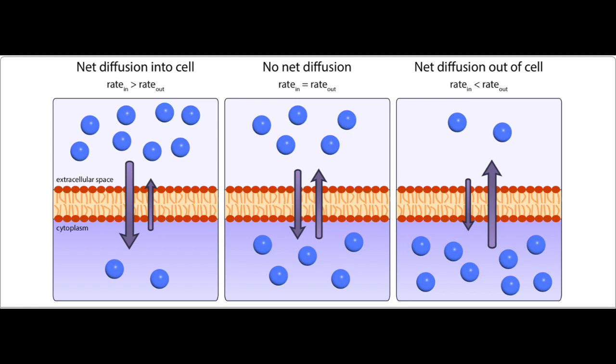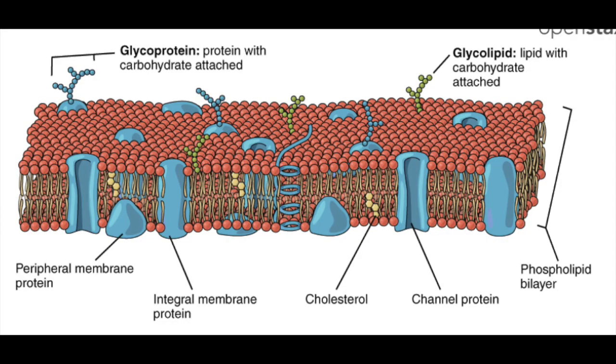Now let's talk about some of the components of the plasma membrane. The membrane contains proteins, cholesterol, glycoproteins, which are carbohydrates attached to protein, and glycolipids, which are carbohydrates attached to lipids. These components are all essential to its function. Let's talk about the proteins a little bit.